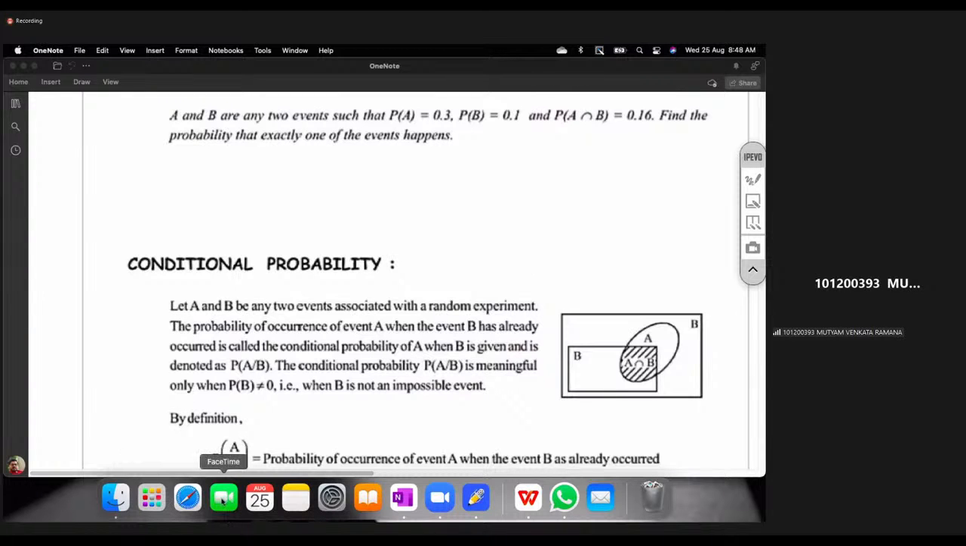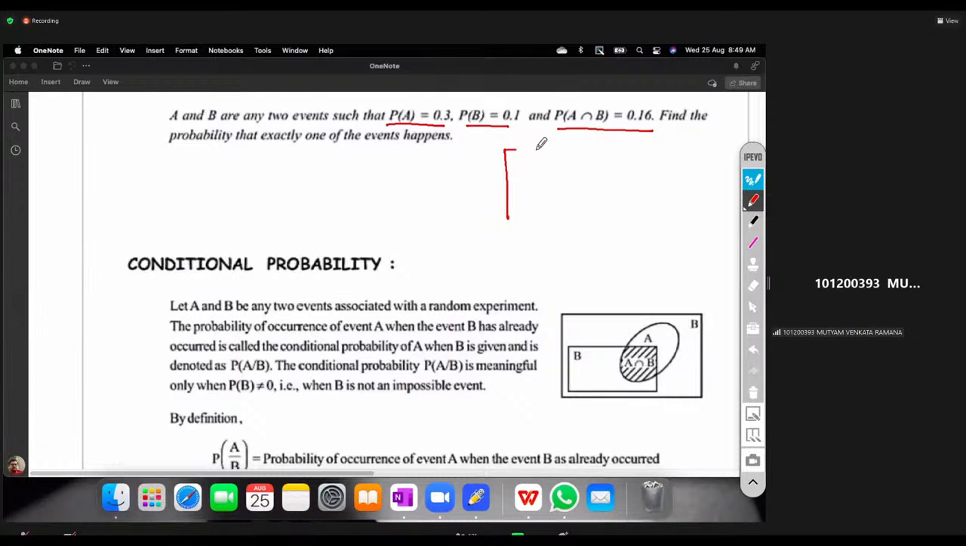So what is this one? A and B are two events. P of A is 0.3, P of B is 0.1, P of A intersection B is 0.16. Find the probability that exactly one of the events occurs. So this is A, this is B. The common part is 0.16. So what is this one? 0.3 minus 0.16 is 0.14.